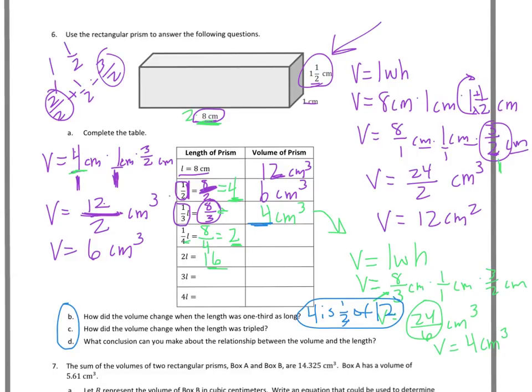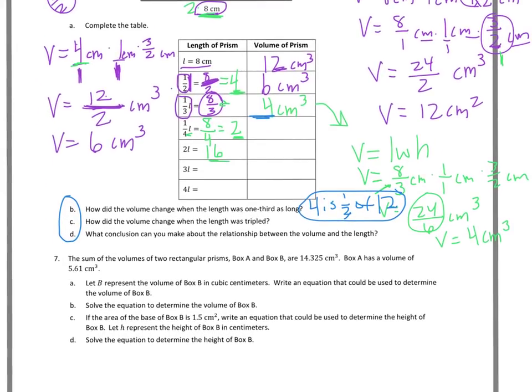And that's what you'll be doing for C and D. You'll have to answer a few questions. This C is tripled. And then D is kind of wrapping the whole thing up with the relationship of volume to the length.